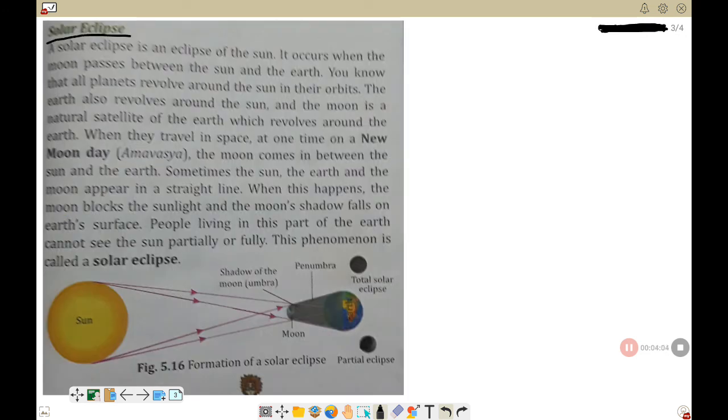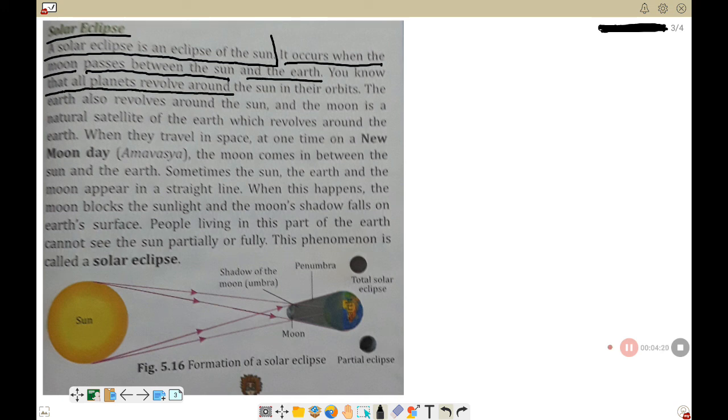Now a solar eclipse is an eclipse of the sun. So it is the eclipse of whom? Sun. It occurs when the moon passes between the sun and the earth. So you know that all planets revolve around the sun in their orbits. The earth also revolves around the sun, and the moon is a natural satellite of the earth which revolves around the earth.